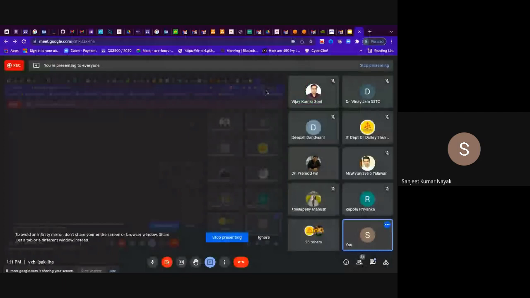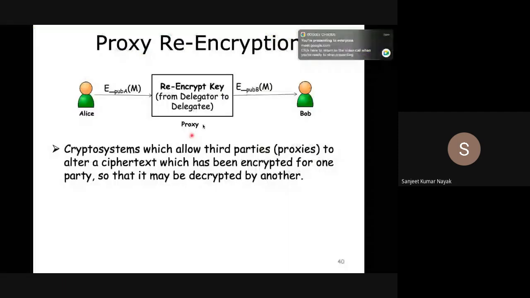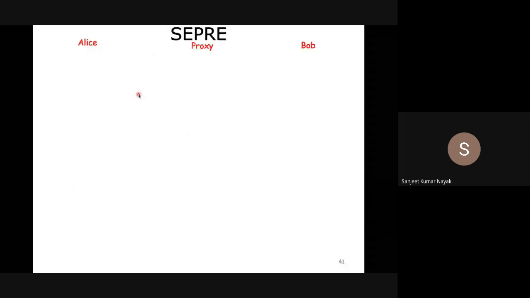In this way, the proxy cannot see the data. But the proxy can convert data encrypted with the public key of A to data encrypted with the public key of B. This we call a proxy re-encryption scheme.